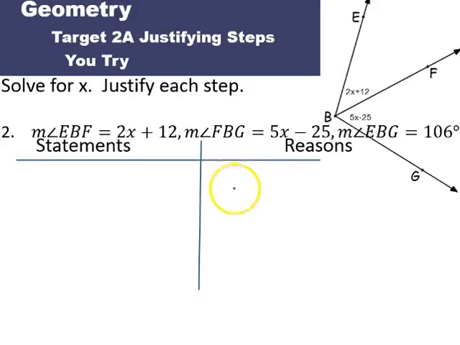Now this one's just like the second one we did, but be careful here. We're adding angles instead of segments. And when we name angles, we use the three-letter name, EBF, right? So be careful with that. All right, good job.